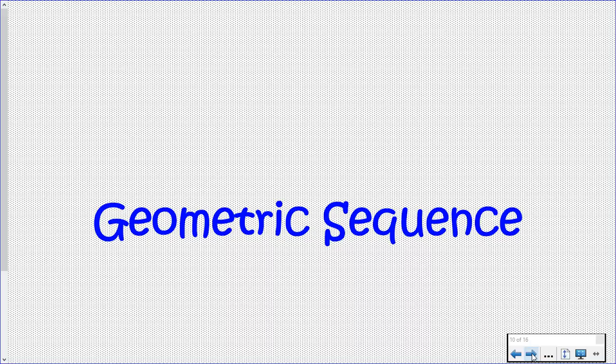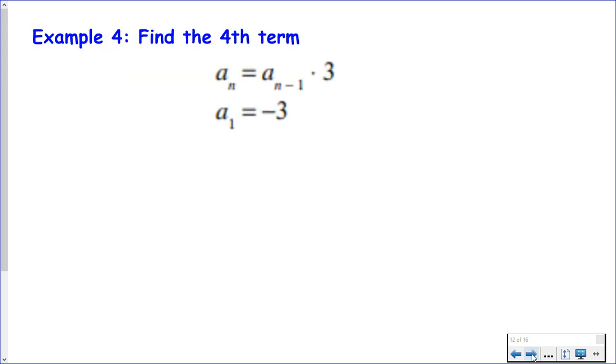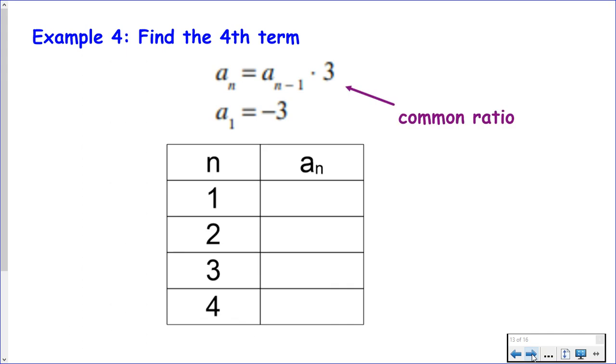Geometric sequences. So the formula for a geometric sequence will include a common ratio, or a number that you're multiplying each term by to get the next term. So for this one, it says find the fourth term, a sub n equals a sub n minus 1 times 3. And I know that the first term is -3. So again, my common ratio is 3. That's the number I'm multiplying by.